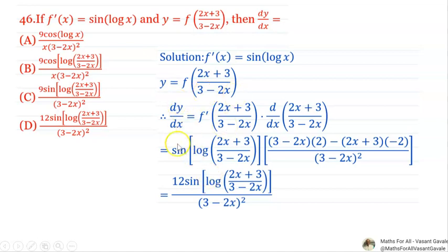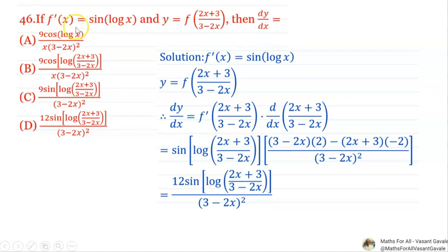Therefore, dy by dx is equals to f dash of (2x plus 3) upon (3 minus 2x) into d/dx of (2x plus 3) upon (3 minus 2x). इथे quotient rule आपण या ठिकाणी अप्लाय करणार. But what is f dash of (2x plus 3) upon (3 minus 2x)? This is nothing but sine of log of (2x plus 3) upon (3 minus 2x). कारण आपल्याला इथे f dash of x ची त्याने डेफिनेशन दिलेली आहे.